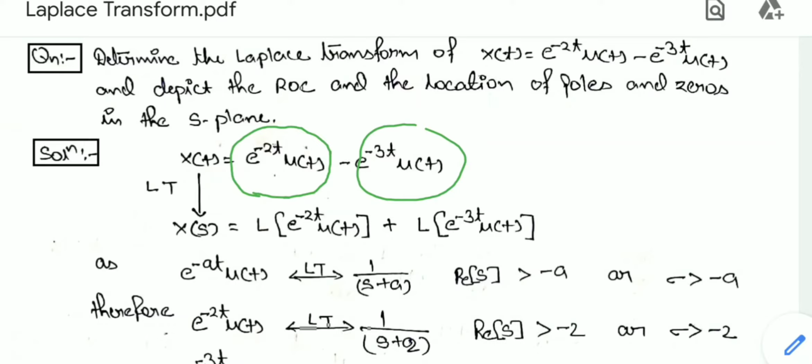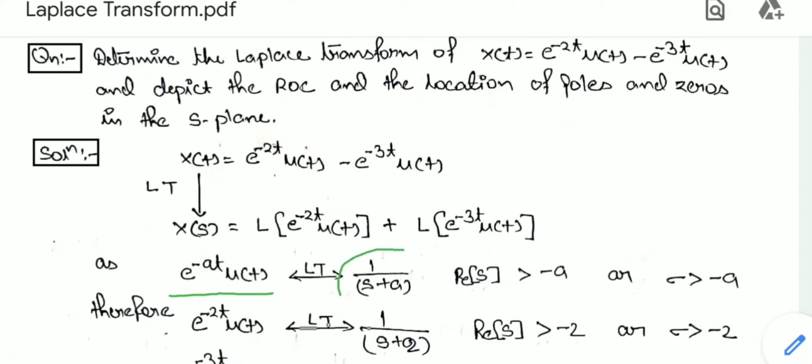Previously we discussed the Laplace transform of e to the power minus at u(t), and we know that it is 1 upon s plus a, because the Laplace transform of u(t) is nothing but 1 upon s, with sigma greater than 0.